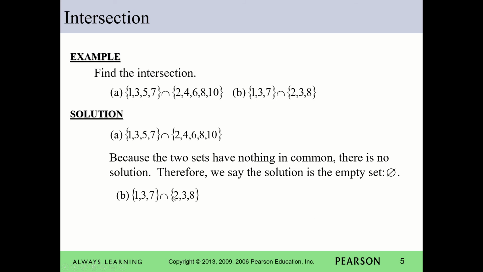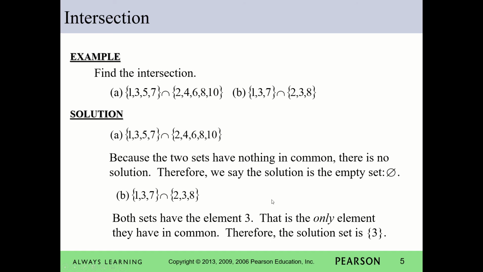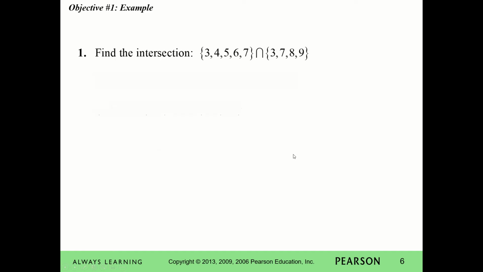So let's look at B. Does B have anything in common? We have the intersection of two sets. We have 1, 3, 7, 2, 3, 8. Yeah, they've got the 3. So that means the only thing they have in common, the only thing in the intersection is 3. Let's try this one. We have 3, 4, 5, 6, 7, and 3, 7, 8, 9. What would they have in common? We've got a 3 in both of them, not a 4, not a 5, not a 6, but we do have a 7 in common. So the intersection of this one would be 3 and 7.